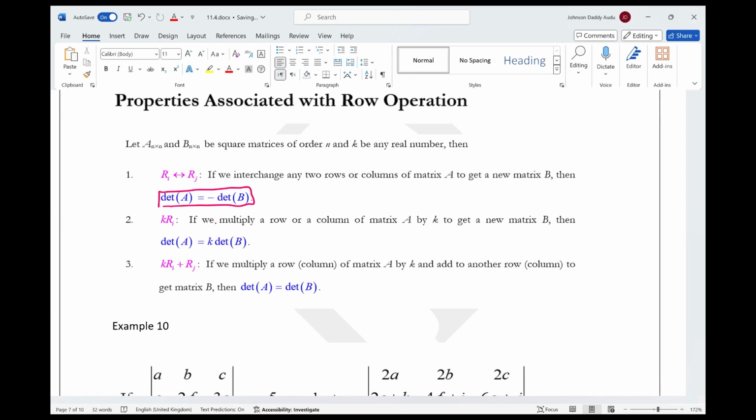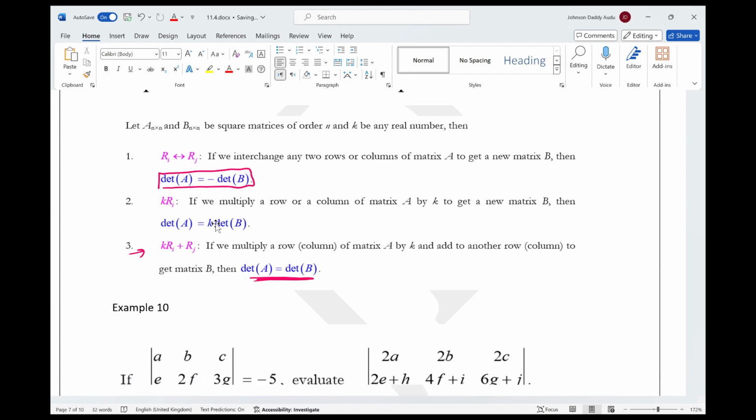The second condition, if you multiply a row or a column by a constant, then for the new matrix you're going to have, you have to multiply the determinant by k. Then here, if you do this row operation, when you multiply a row by a constant and then add to another row, in that case, it does not change the determinant. So we have only three basic row operations, and only two affect the determinants.